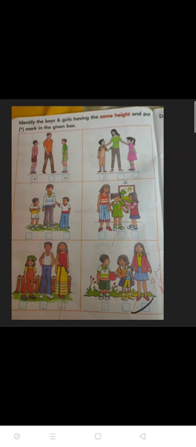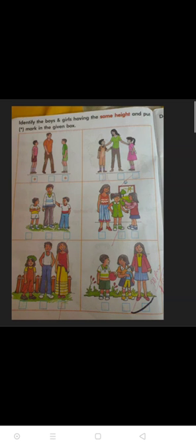Now look at here. The first one is short, the second and third are tall. Now who are having the same height? Second and third are having the same height. So you can put star to the second and third box.